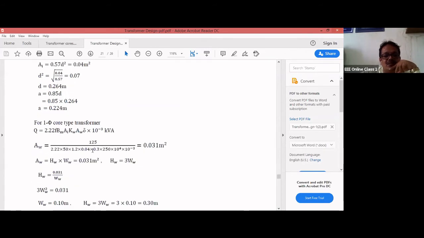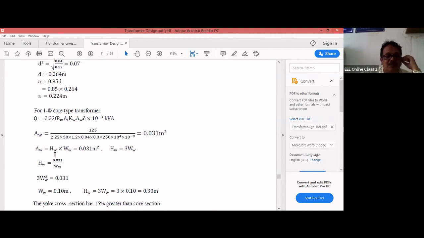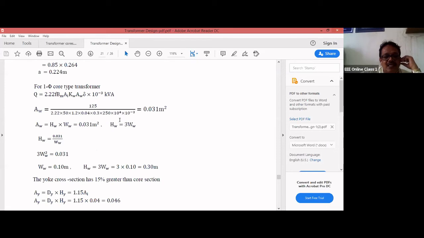Area of the window. Substitute the values here. Find out the area of the window. The area of the window is nothing but HW into WW. And it has been given as a condition that the height of the window is 3 times the width of the window.